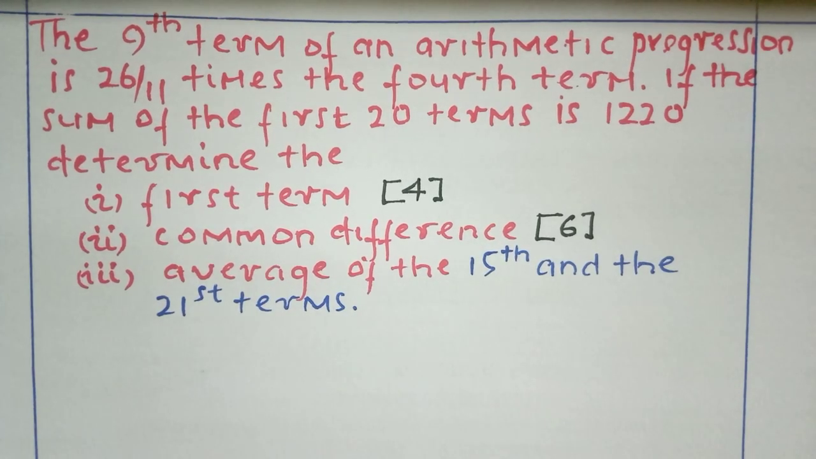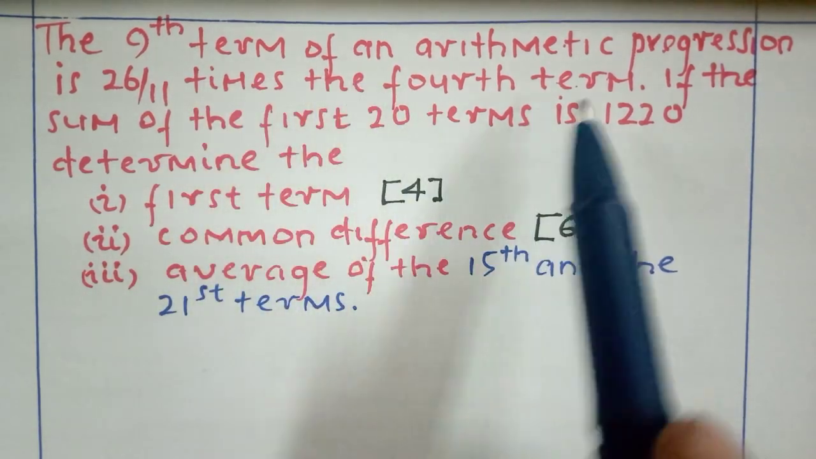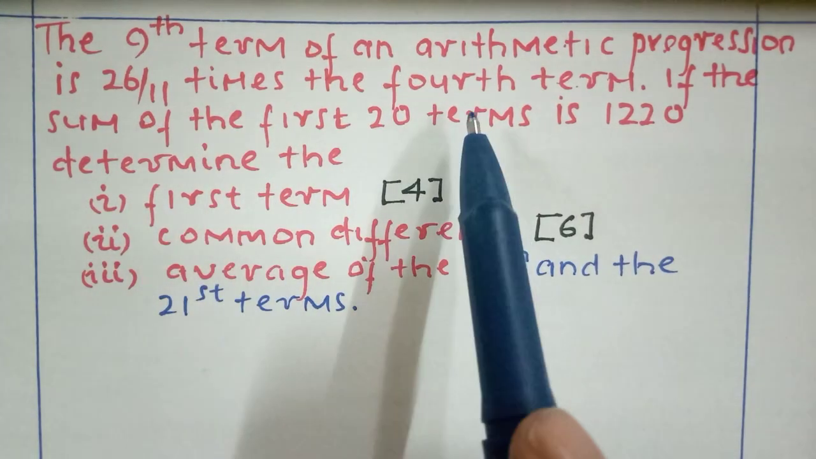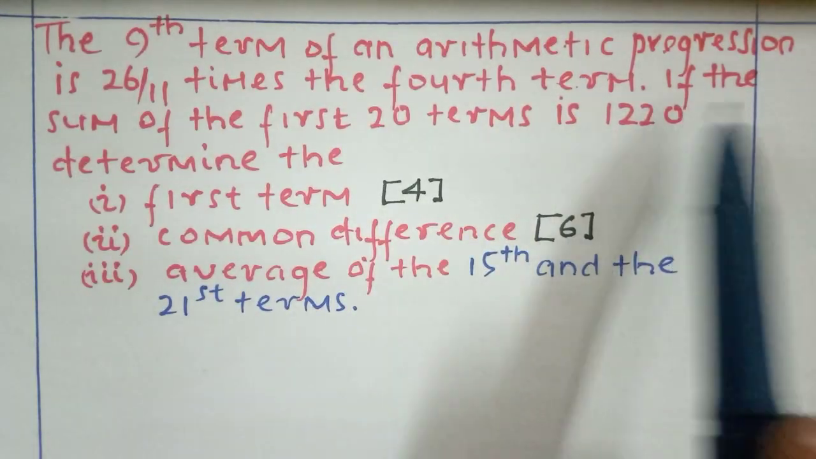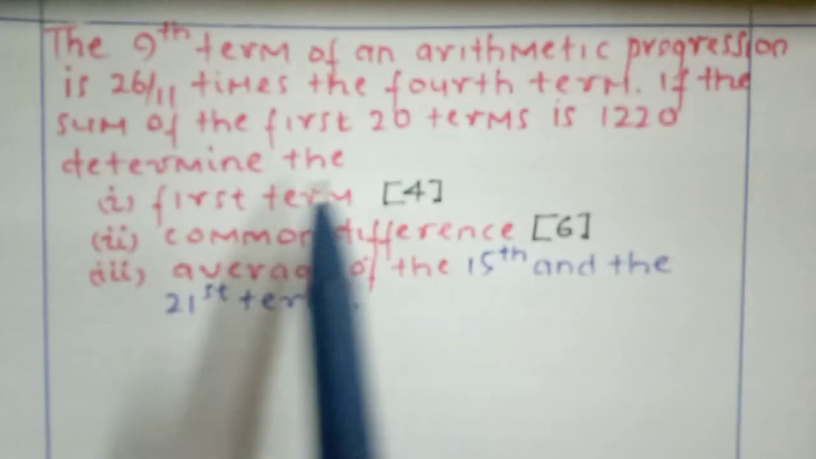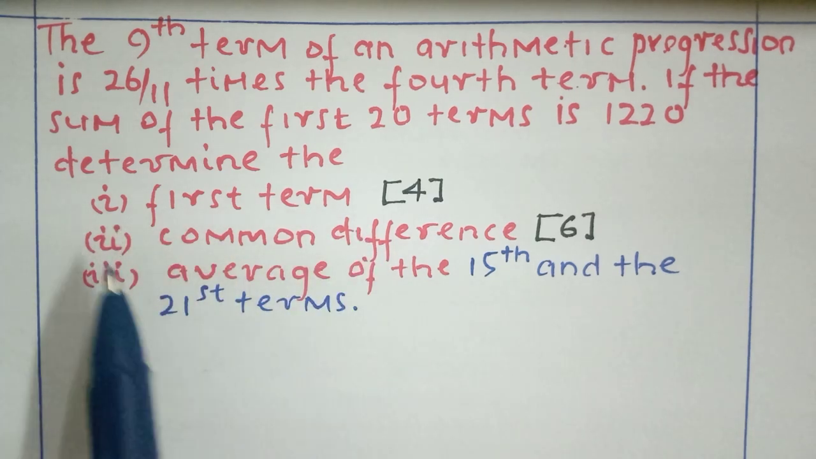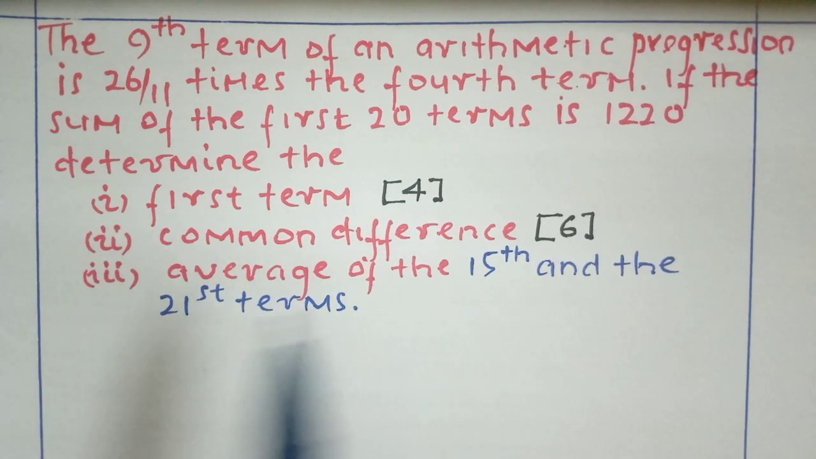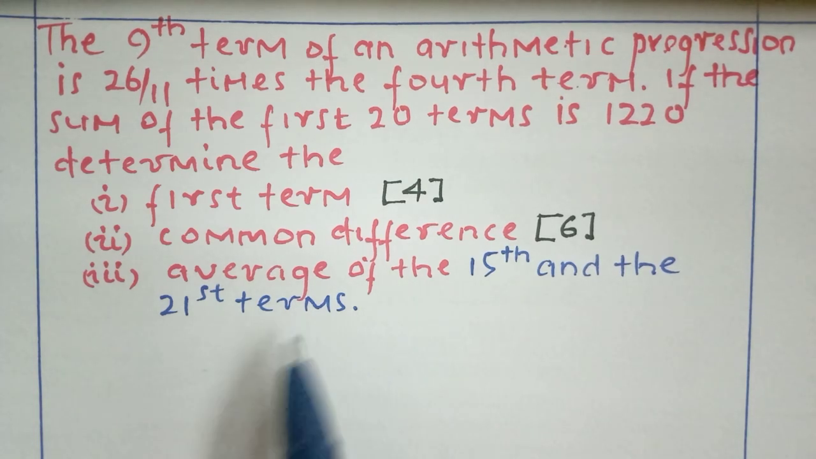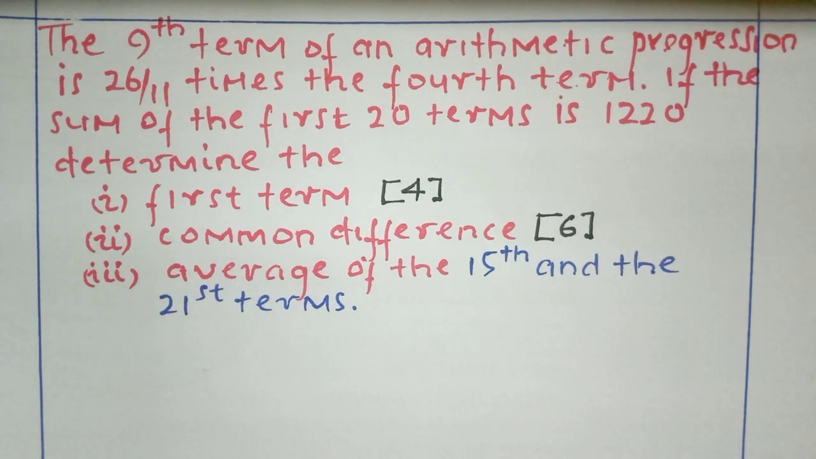And the question reads as follows. The ninth term of an arithmetic progression is 26 over 11 times the fourth term. If the sum of the first 20 terms is 1220, determine (1) the first term, (2) the common difference, and (3) the average of the 15th and the 12th term. And so guys, we start off the question.